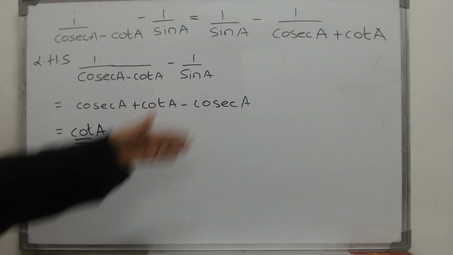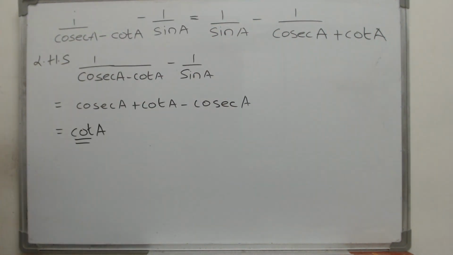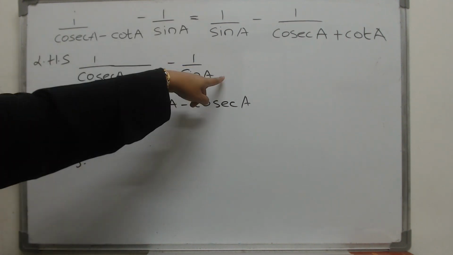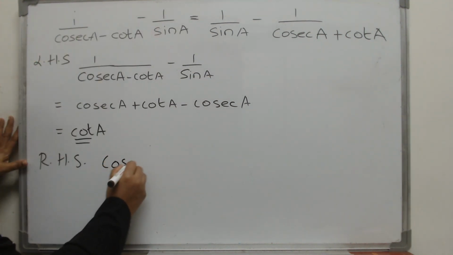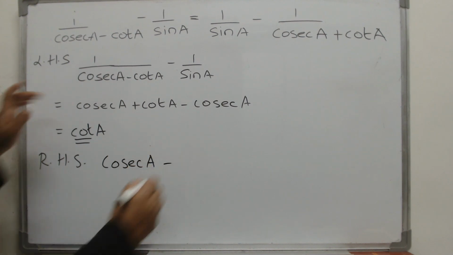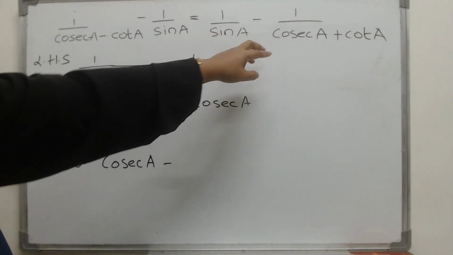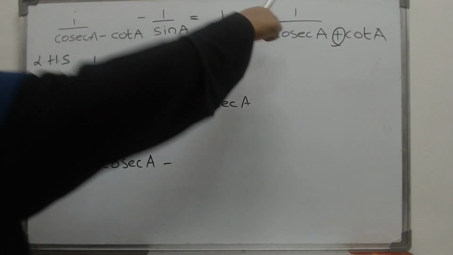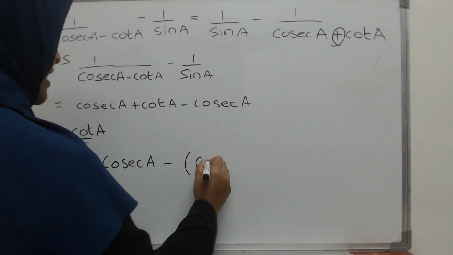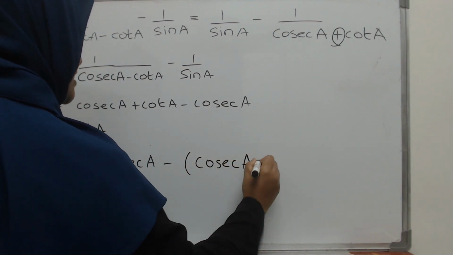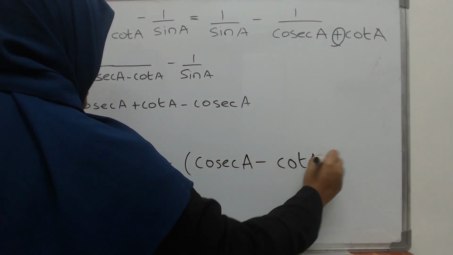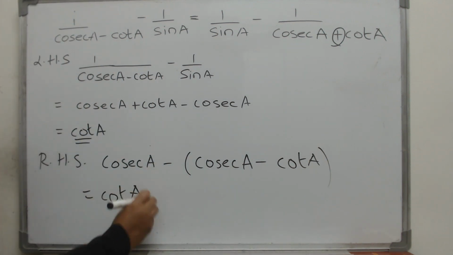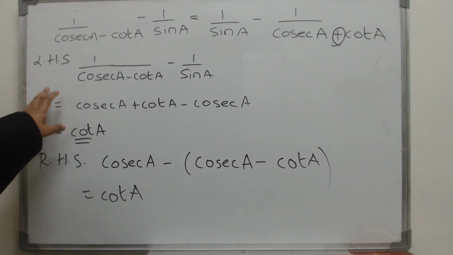Now similarly, you can consider this also. RHS also, you can do the same way. What is 1 by sin A? It is what? Cosec A. Then what is the next one? 1 by cosec A plus cot A. Then if this comes in the denominator, what can you change it as? You can change it as cosec A minus cot A. That's all. Open the brackets and what do you get? You get cot A. That's all. It's a very easy question, right?